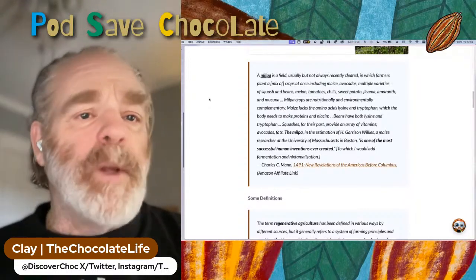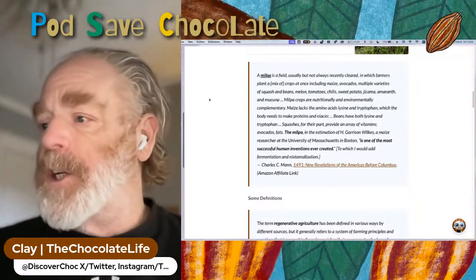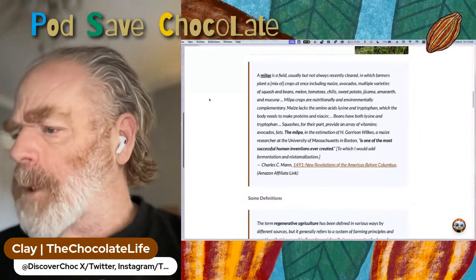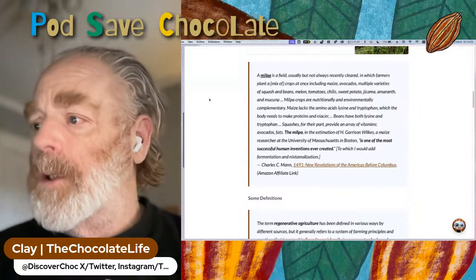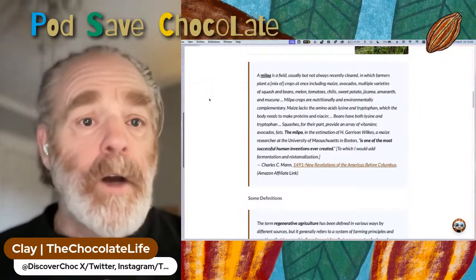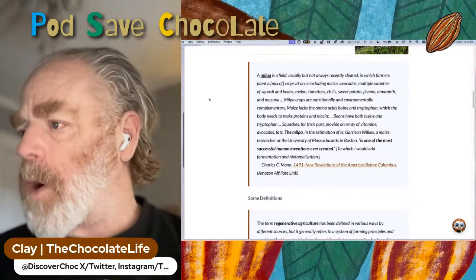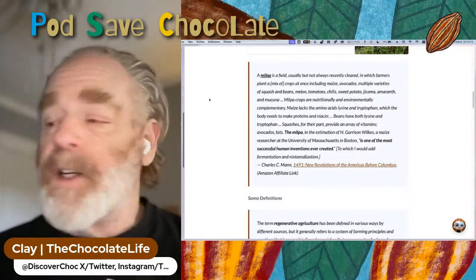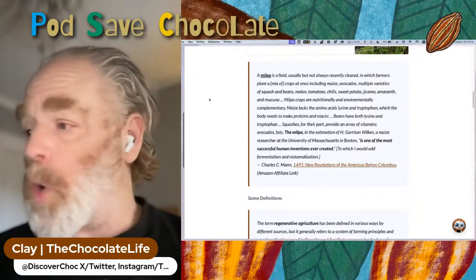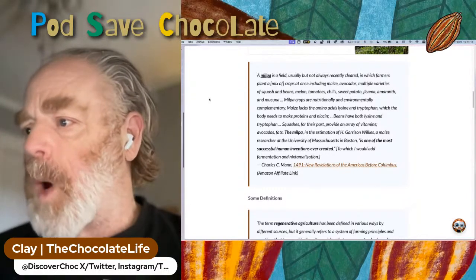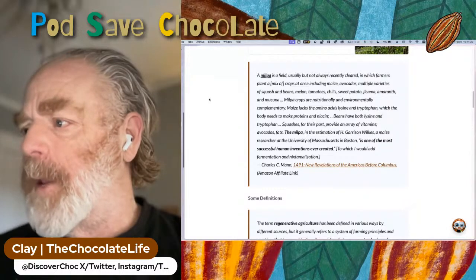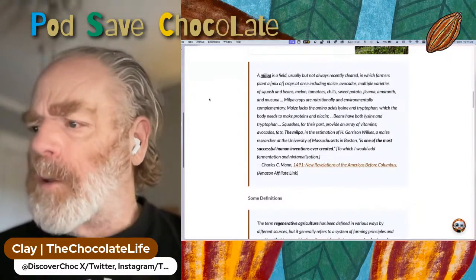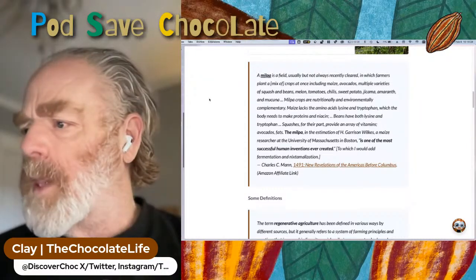The notion of what's called a milpa, right? And so a milpa, the definition is here. I forget where I got it from. But a milpa is a field, usually but not always recently cleared, often cleared by fire, but not always, in which farmers plant a mix of crops at the same time. And this mix of crops might include maize or corn, avocado, multiple varieties of squash, beans, melons, tomatoes, chilies, sweet potato, jicama, amaranth, mucuna, which I'm not familiar with. And maybe I'll put a link to mucuna so we can find out what that is.